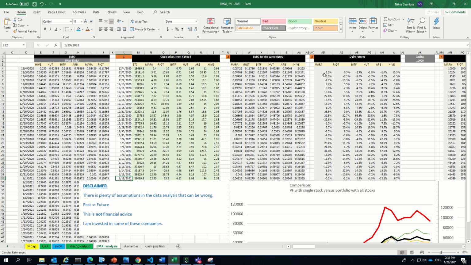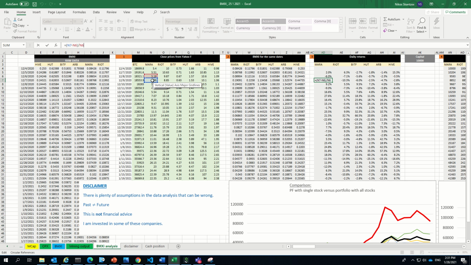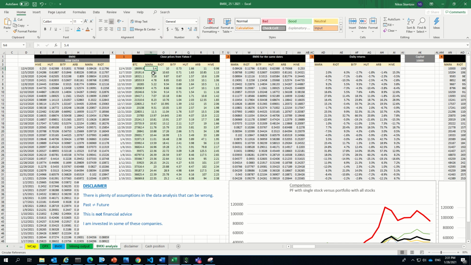And then in this table, I've computed the daily return for each of the miners for every day. The daily return is the relative change of the price from one day to the next. So if I want to interpret this 2% here, that means that the price of Mara went up 2% from the previous day to the next day, and then went down 6%.